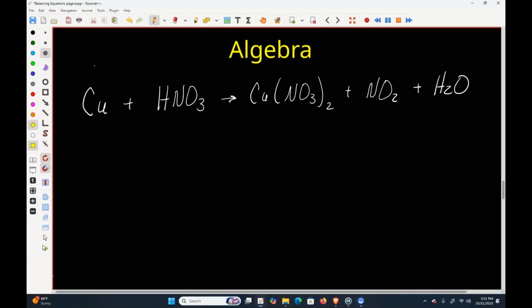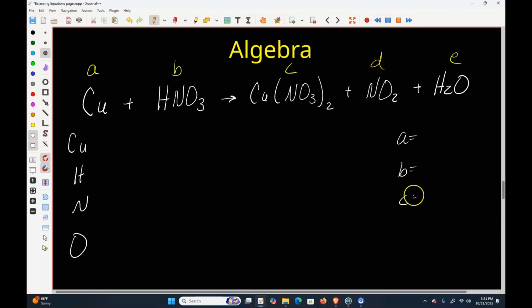Okay, so let's go ahead and label my variables A, B, C, D, and E. I have copper, hydrogen, nitrogen, and oxygen. Okay, so I have 1 copper in A. I have 1 in C. Hydrogens, I have 1 in B. That equals 2 in E.